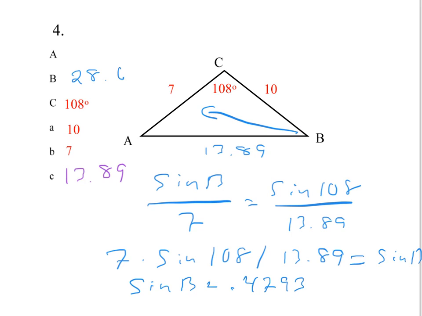Now we're going to subtract from 180 once again to find A. So I'm going to do 180 minus 108 minus 28.64. My third angle is 43.36. So we've now solved this triangle, finding our 2 missing angles and our missing side.